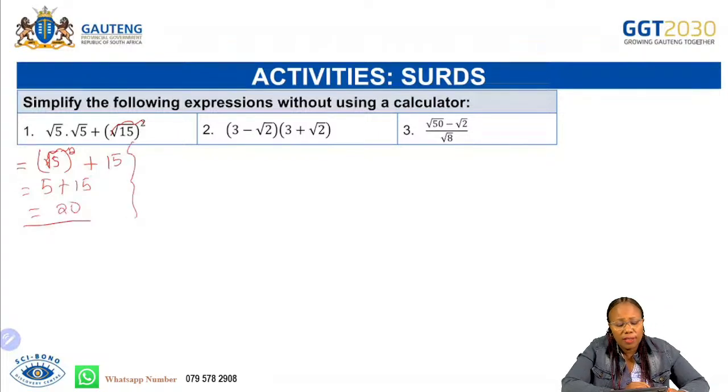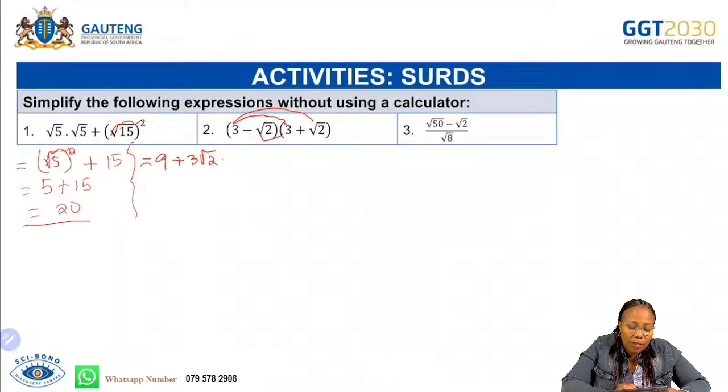Second one, you can see that those are difference of 2 squares, or you can use the multiplication that you normally use when you have 2 brackets. That will be 3 times 3, which is 9. And then 3 times square root 2 plus 3 square root 2. Minus square root 2 times 3 is minus 3 square root 2. Minus square root 2 times square root 2 is minus square root 2 squared.